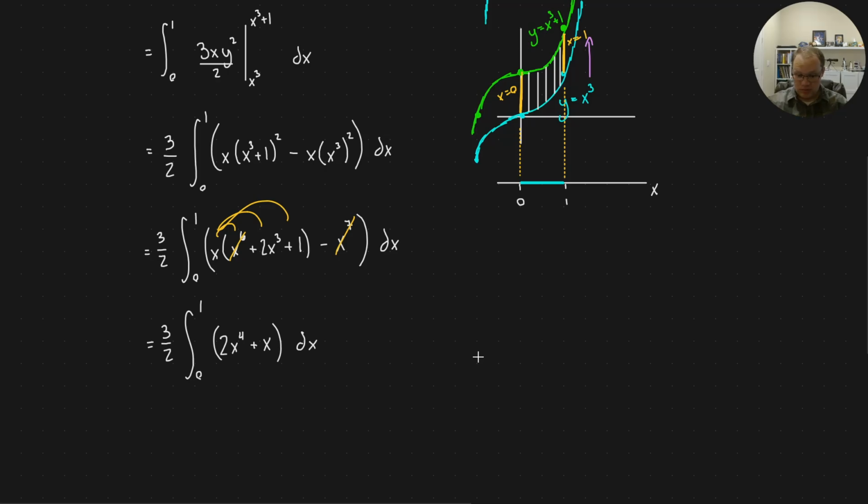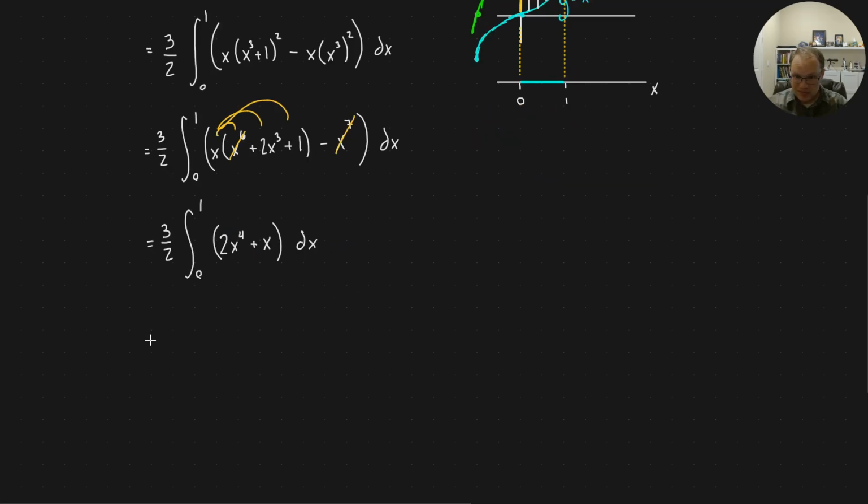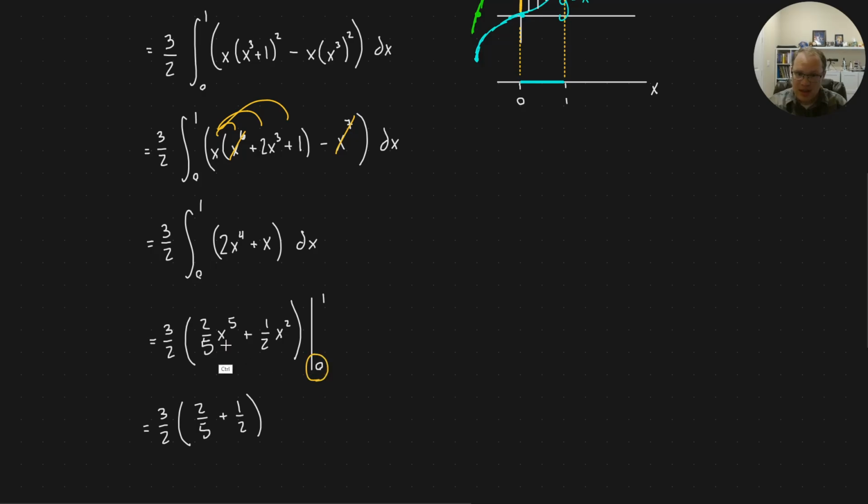Now let's actually integrate with respect to x. Integral of 2x to the 4th with respect to x, I get 2/5 x to the 5th. And integral of x is 1/2 x squared. And I'm going to evaluate that from 0 to 1. If I plug in 1, I get 2/5 plus 1/2. And I'm not even going to bother plugging in 0. If I plug in 0, this all goes to 0, right? So I guess maybe I'll just write minus 0.